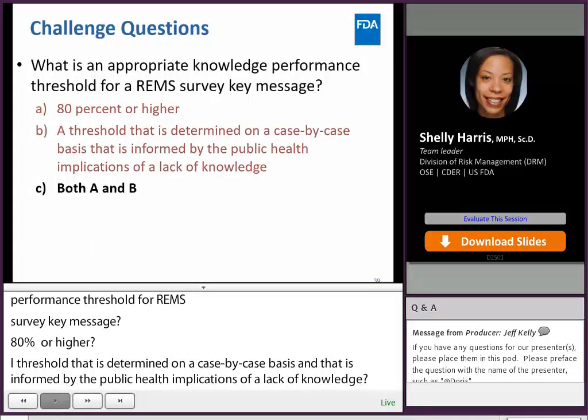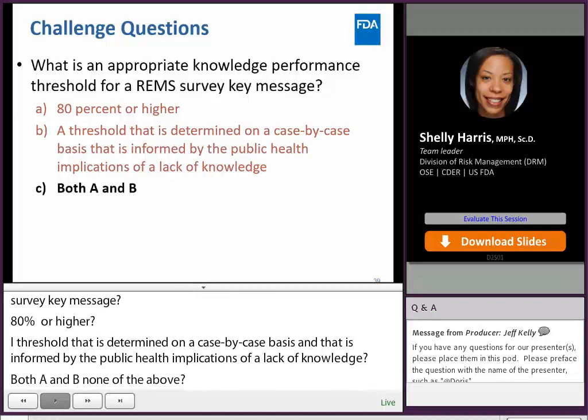The correct answer is C, both A and B. A, 80% or higher, and B, a threshold that is determined on a case-by-case basis, are both acceptable knowledge performance thresholds for a REMS survey key message.